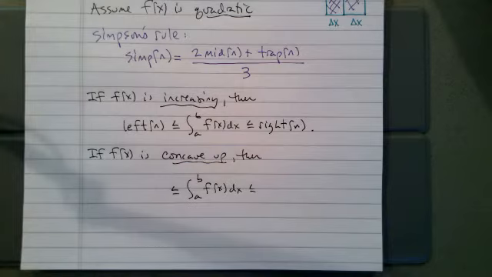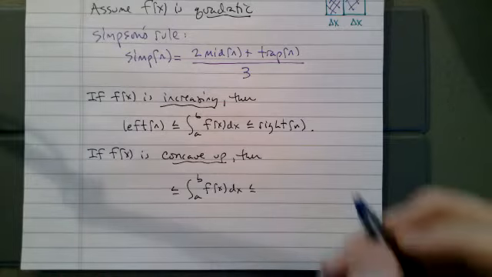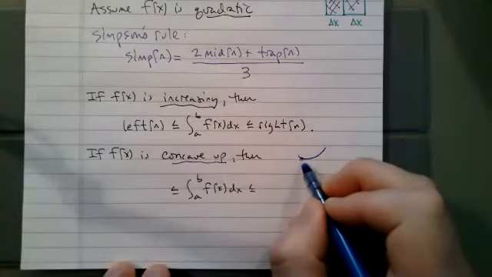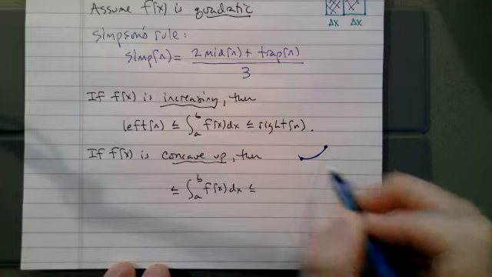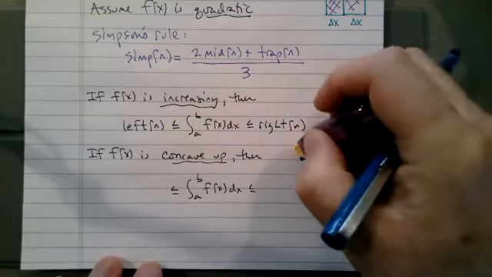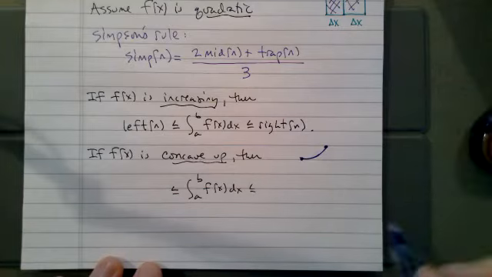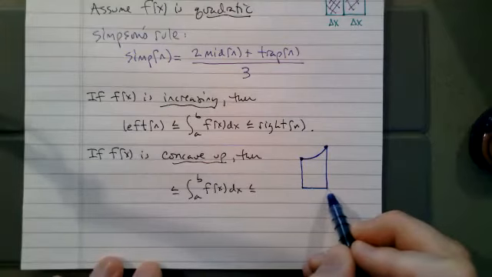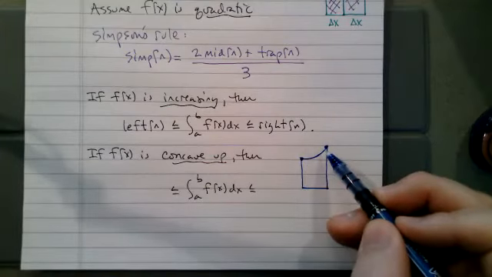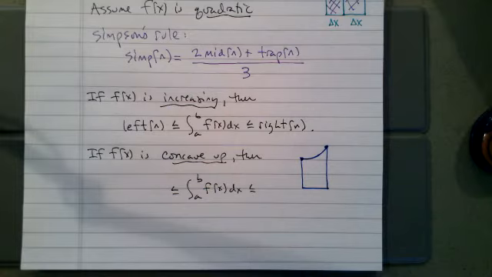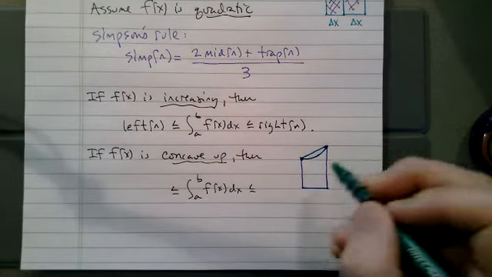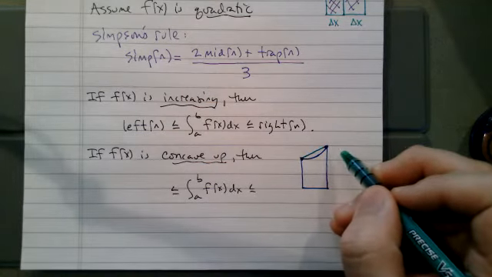So if we draw a function that's concave up, I just wanted concave up. If we imagine a function that's concave up between two values, we can see that if we connect these with a straight line, we're going to have an overestimate. So if I connect these two values with a straight line, we can see that the trapezoidal rule, which puts a straight line between those two, is going to be an overestimate.